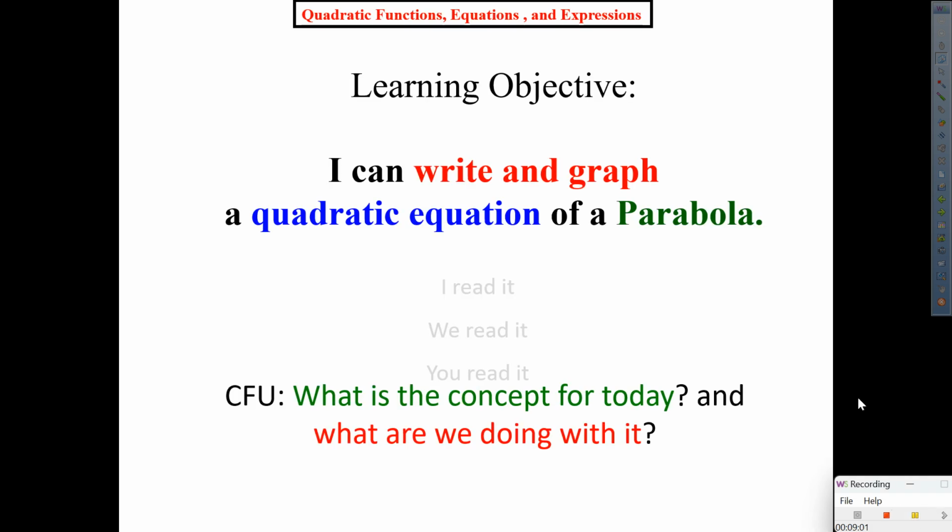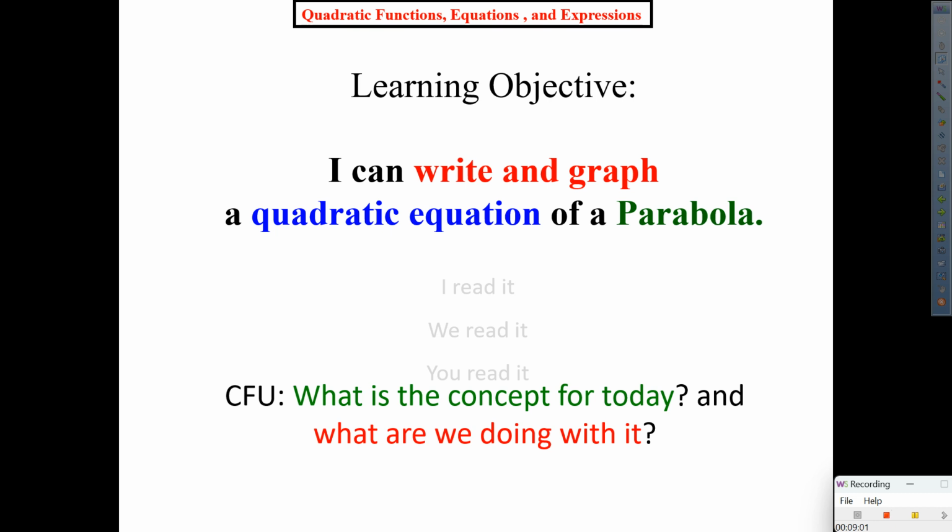Our objective for today: I can write and graph a quadratic equation of a parabola. So we don't need a Frayer model because we did the Frayer model yesterday for parabola. By now we should know the definition, yes? All right, turn to your neighbor to go over the definition of a parabola, please.